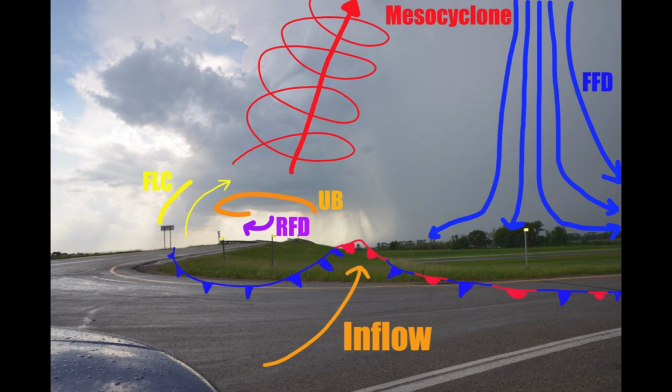At the intersection of these points, the inflow can become particularly intense as it gets occluded, and although this supercell did not produce one, this is the part of the storm most likely to produce a tornado.